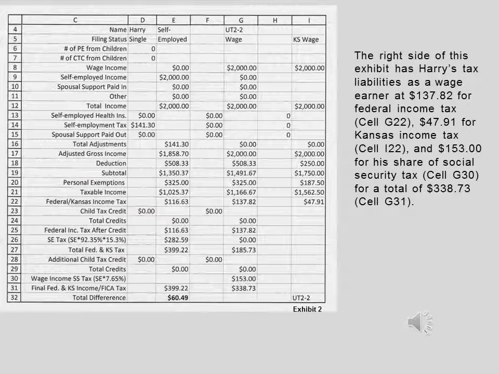The right side of this exhibit has Harry's tax liabilities as a wage earner at $137.82 for federal income tax, cell G22, $47.91 for Kansas income tax, cell I22, and $153 for his share of Social Security tax, cell G30, for a total of $338.73, cell G31.